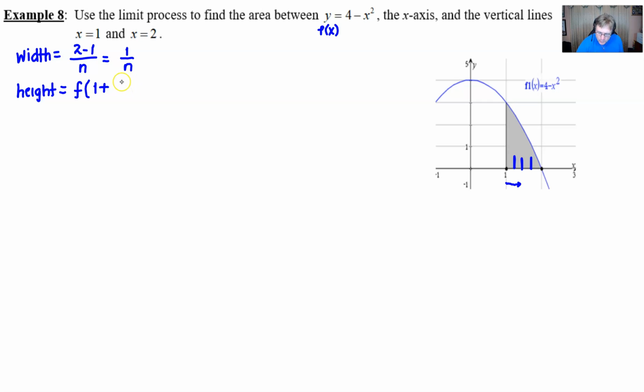Now, as always, we use the width 1 over n, and then the crucial decision. Do you use i for the right endpoint, or do you want to use i minus 1? It's your choice, because you know you're going to get the same answer. If you look very closely at our example 6, or even back before that, in example 5, we investigated that. So you can use either an i here or an i minus 1.